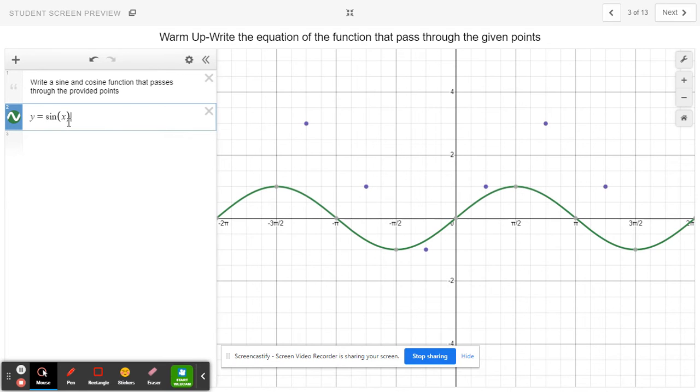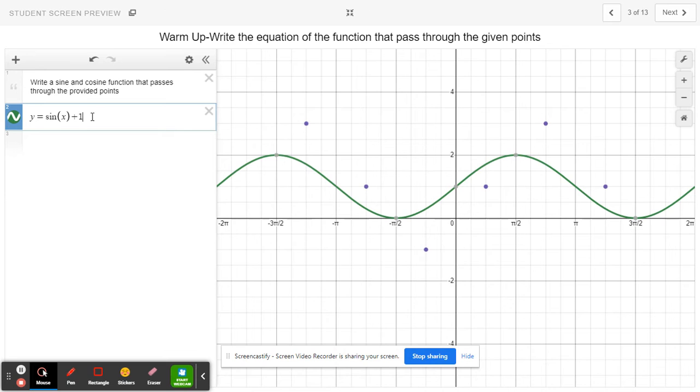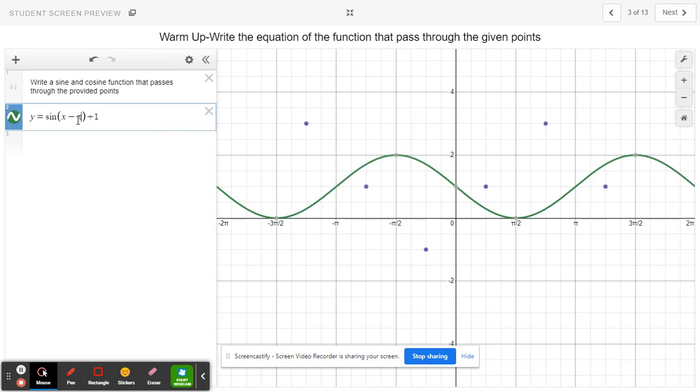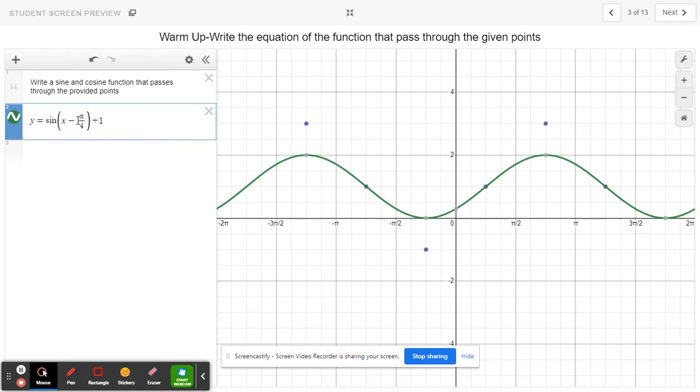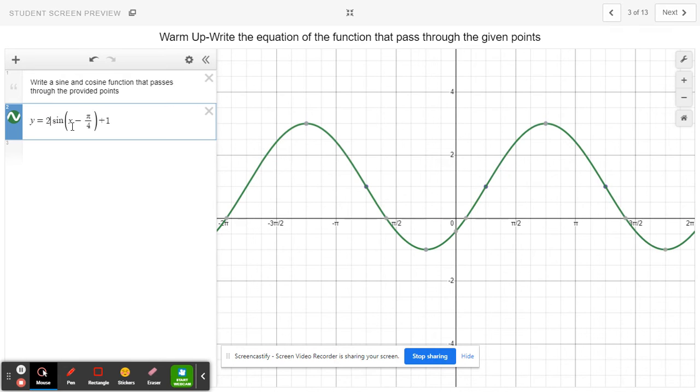You can see here that the midline is going to be at 1, so we want to add a 1 to that. Then we want to shift this over. The midline is going to be over at pi/4, so I want to shift that to the right pi/4, so we go minus pi/4. Now all I need to do is increase my amplitude up to 2. And there's my sine function.